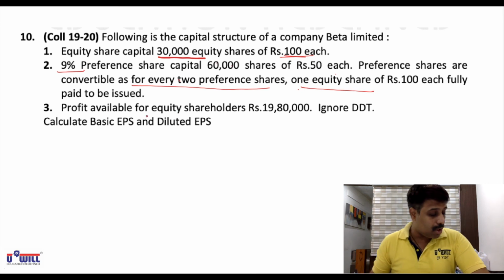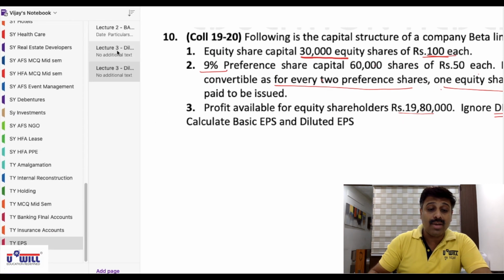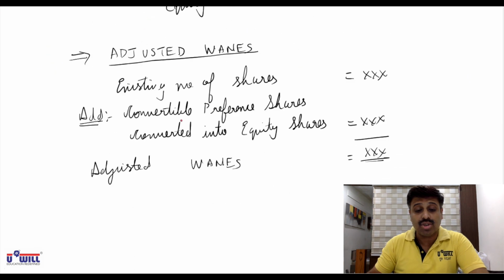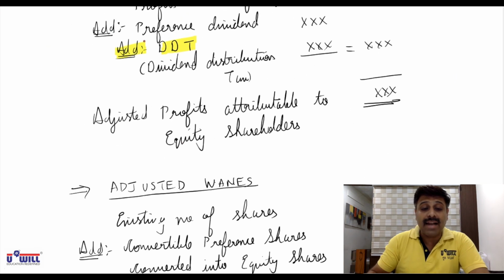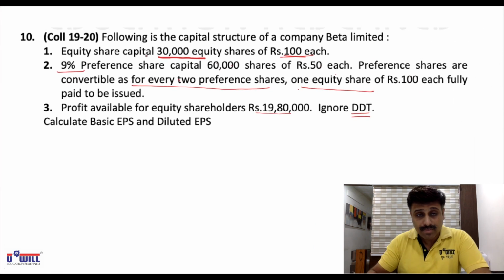Profits available for equity shareholders is rupees 19,80,000. Ignore dividend distribution tax. They say ignore. Otherwise, dividend distribution tax, as we discussed in today's lecture itself, would get added. As we discussed, if dividend distribution tax was there, then that also we have to add and not subtract, unlike debentures. So first we will find basic and diluted EPS. First let us find basic EPS.